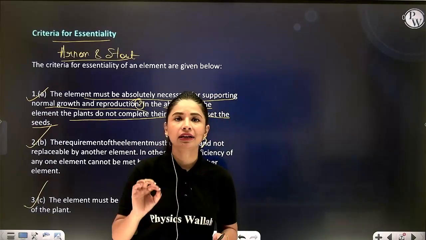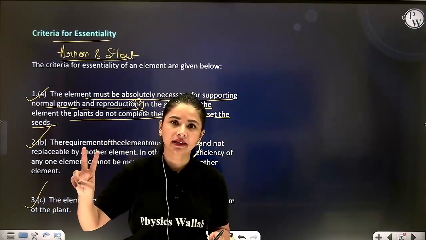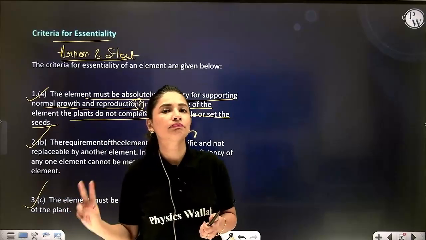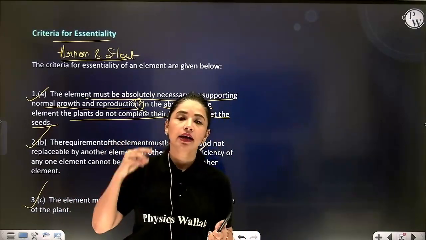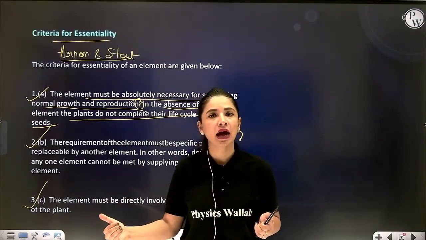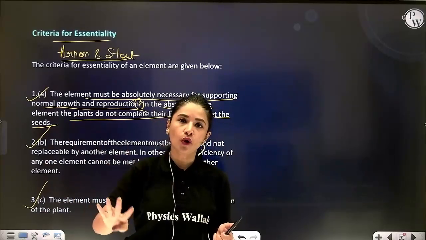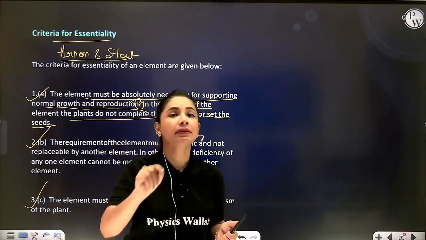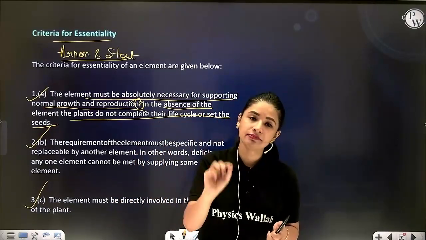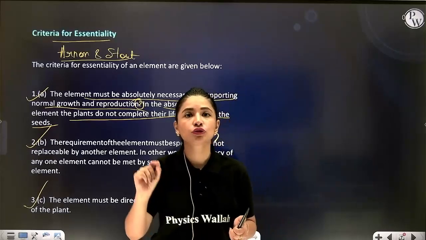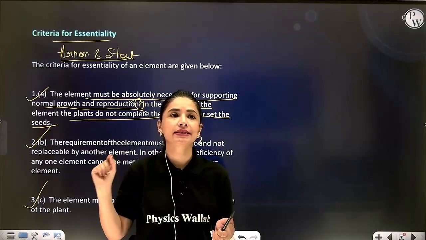Number 1, the element should be directly involved in the metabolism of the plant. Second, the plant should not be able to complete its life cycle if that element is not provided. Third, if that element becomes deficient in the plant body, some hunger signs, some symptoms should be visible. Fourth, to overcome those deficiency symptoms, the same element should be provided to the plant. That means elements should be irreplaceable.